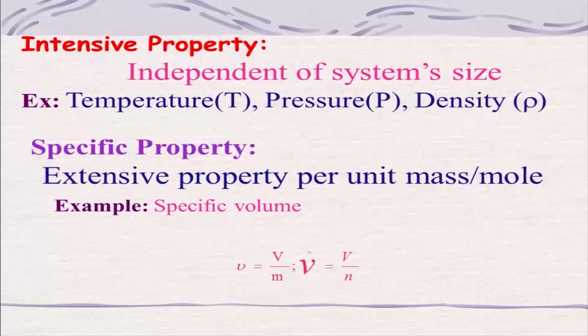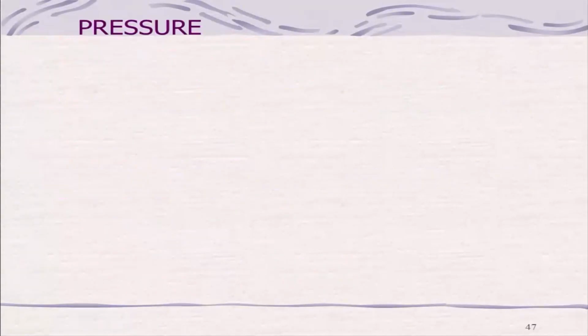We will be using two terms. One is v, that is volume per unit mass, whose SI unit is meter cube per kg, and there will be v cap. In some books you may find v bar used, that is V by N, volume per unit mole. And some places you may find volume in meter cube per kilo mole. So, we will be using both intermittently in this course.